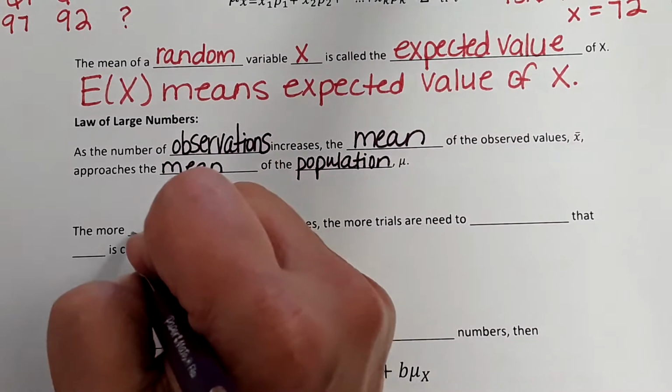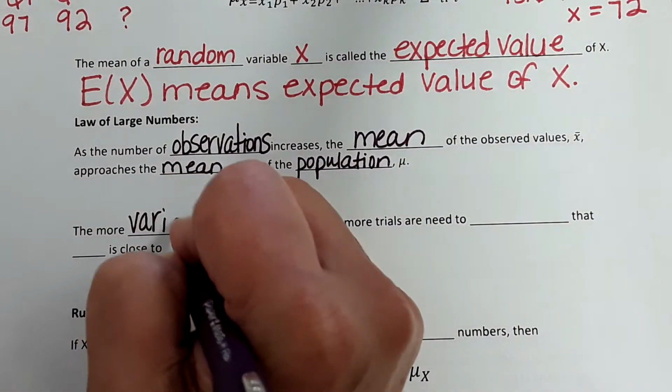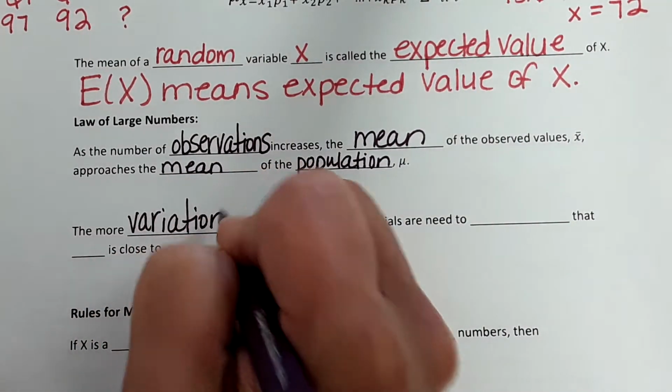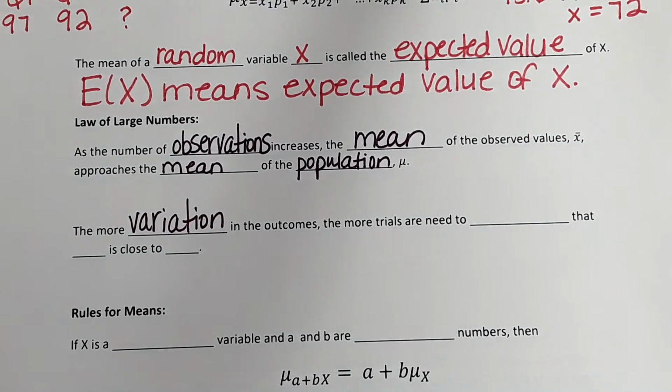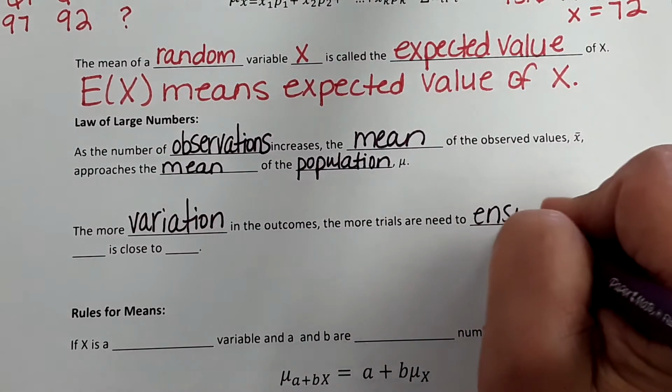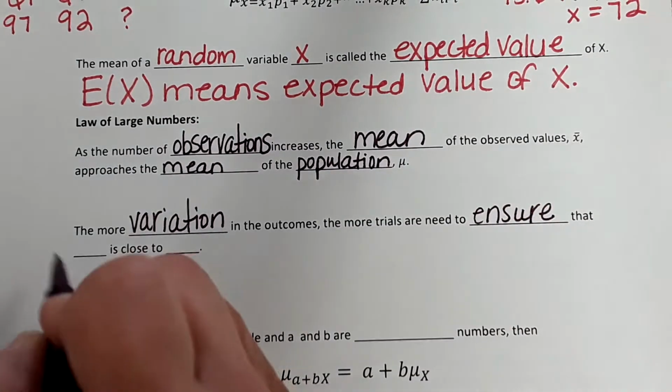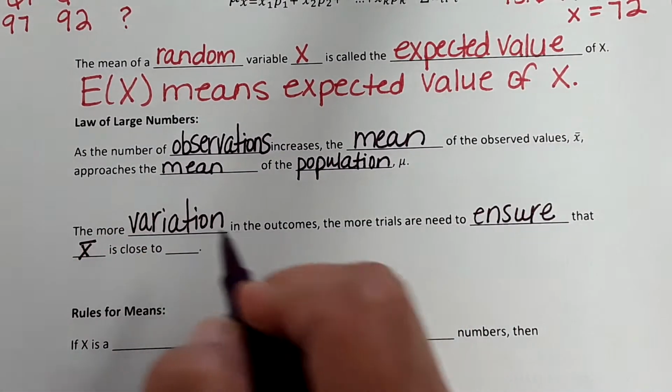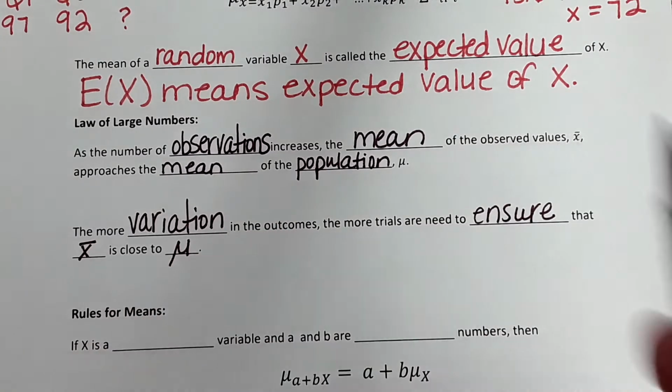The more variation in the outcomes, the more trials are needed to ensure that X bar is close to mu. So you guys, these two things are really setting you up for the sampling distributions that we will do second semester. Okay.